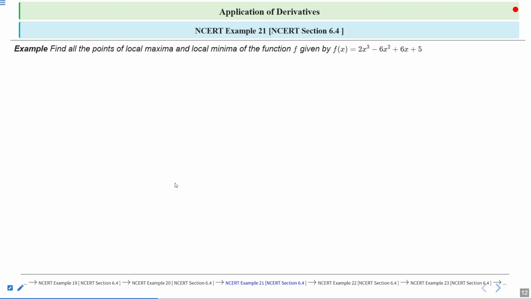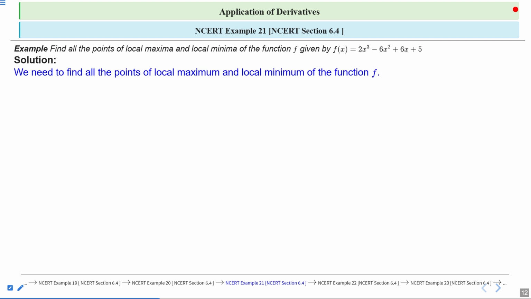Question: find all the points of local maxima and local minima of the function f, which is given by f(x) = 2x cube minus 6x square plus 6x plus 5, right? We need to find all the points of local maxima and local minima of the given function.